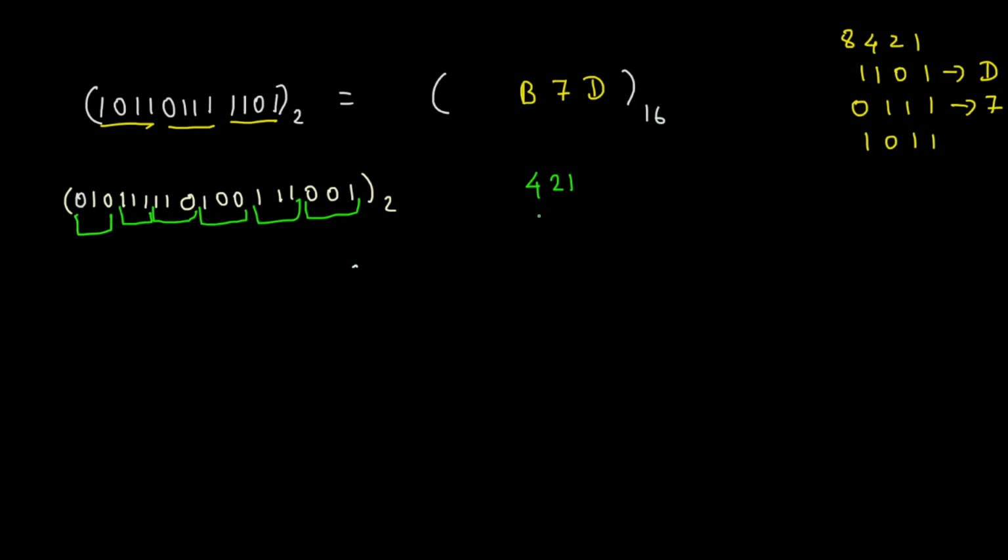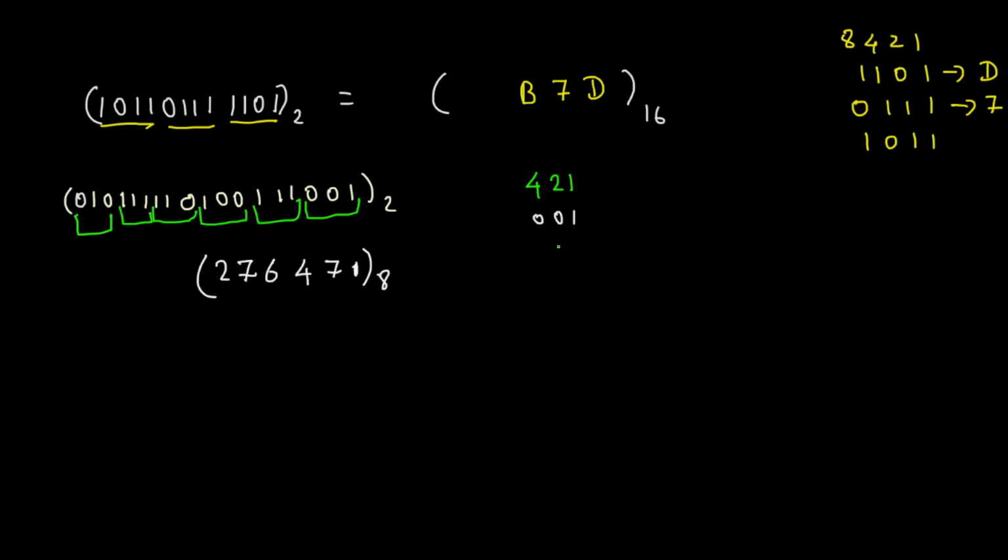Okay, 0 0 0, see, we just put 0 here. 0 0 1, which is 1. 1 1 1, which is 7. And then 1 0 0, which is 4. And then 1 1 0, which is 6. And then 1 1 1, which is 7 again. And then 0 1 0, which is 2. So this is the octal conversion of this number.